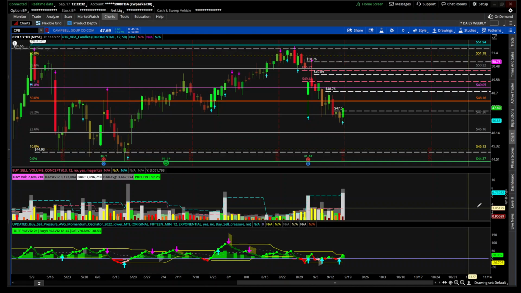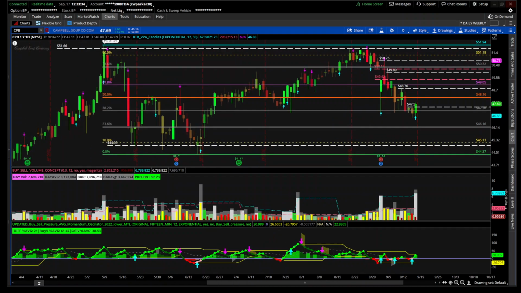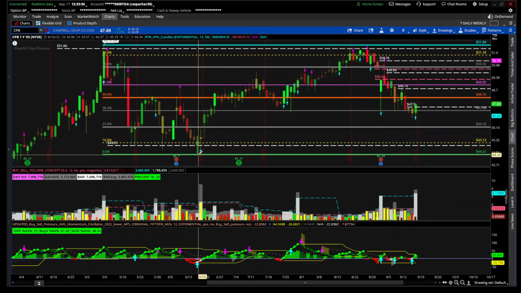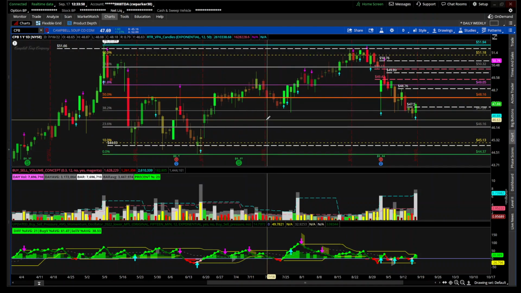What else can I see? Push consolidation. So this is a nice area of consolidation. You can see right here where the stock couldn't break above the 50 and just consolidation. Once it finally did, it came back to this 38.2% fib from this low and this high.